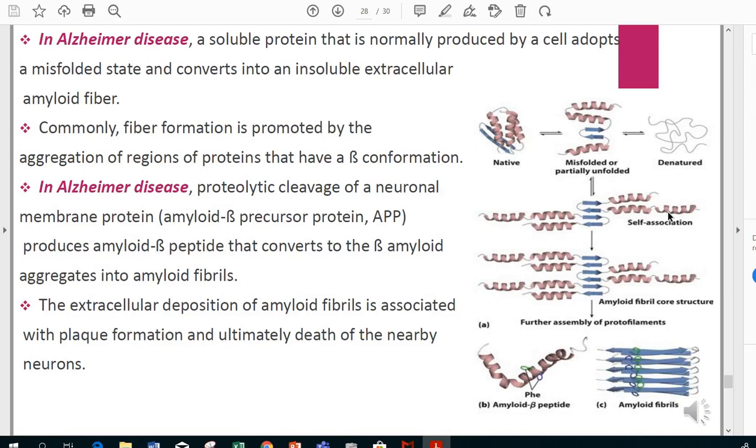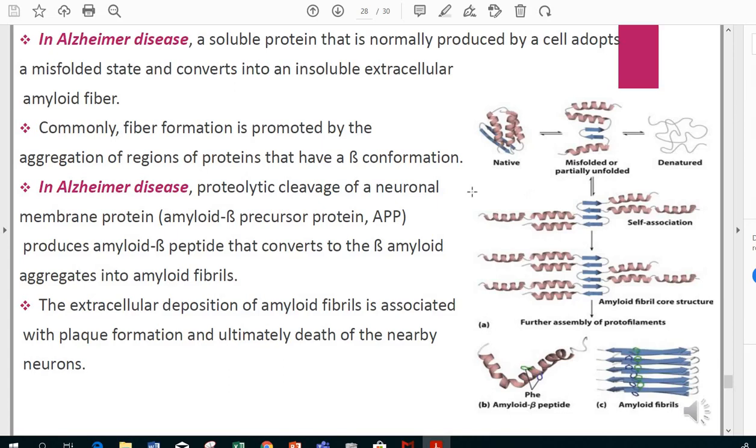Commonly, fiber formation is promoted by aggregation of regions of the protein that have beta conformation, beta pleated sheets. It leads to aggregation in the beta pleated sheets. In Alzheimer, the proteolytic cleavage of the neuronal membrane protein, amyloid beta precursor protein APP, produces amyloid beta peptide that is converted into beta amyloid aggregates and into amyloid fibrils. These amyloid fibrils cause Alzheimer. The extracellular deposition of the amyloid fibrils is associated with plaque formation and death of the neurons.